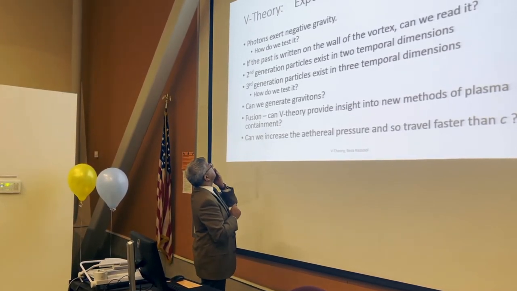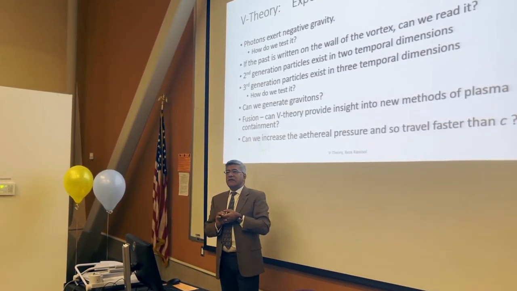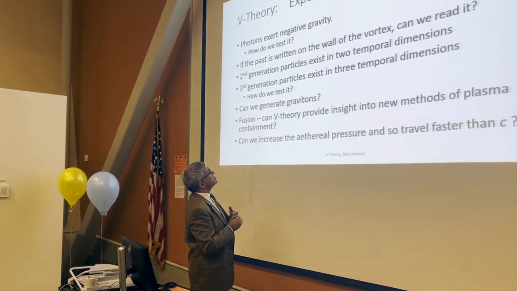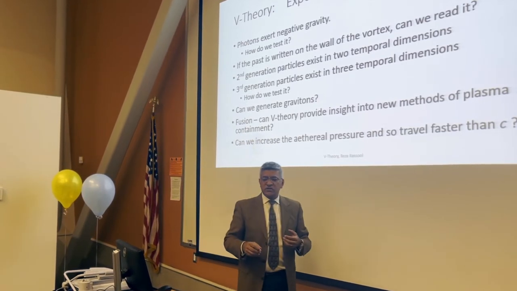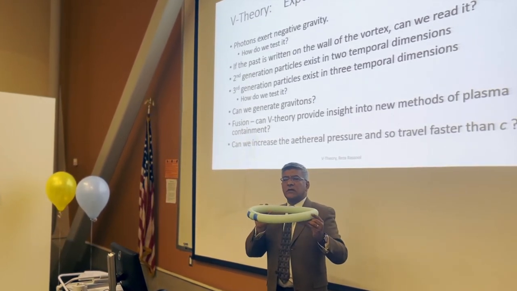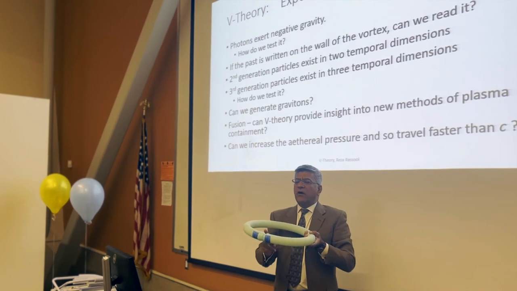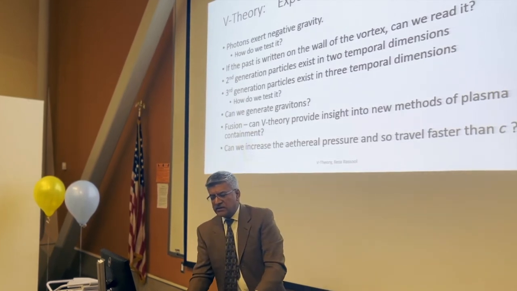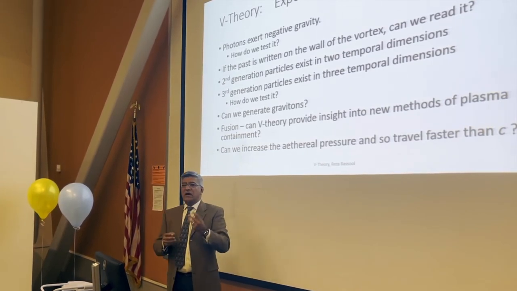Okay. If the past is written on the wall of the vortex, can we read it? Wouldn't that be amazing? Don't know how yet, but that would be truly amazing if we could. Second generation particles have two temporal dimensions. So a muon actually tears space in two ways. A muon like this has torn space this way, but it's also torn space this way, I think. I'm not sure. No, the hole is not only spinning that way, the hole is spinning that way and it's torn space in a second dimension. I don't know what it looks like, but you've got two times. And in fact, a tauon has torn space in three dimensions.